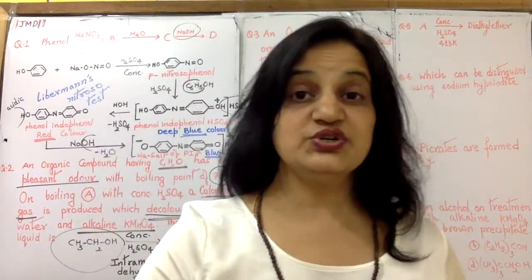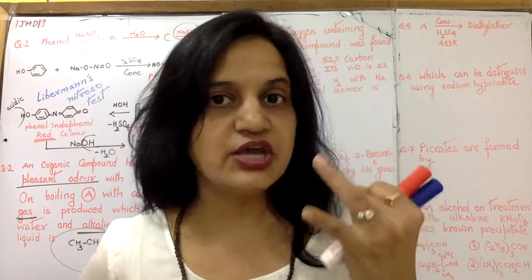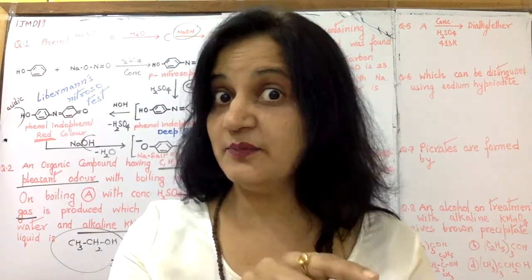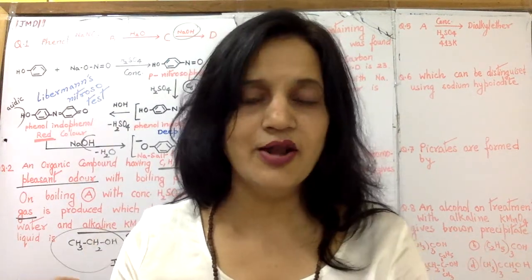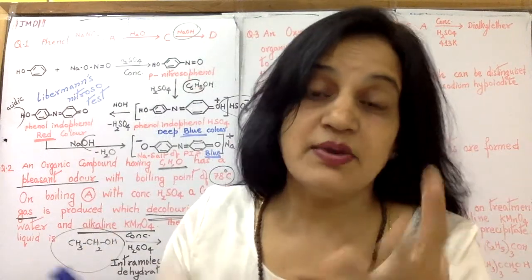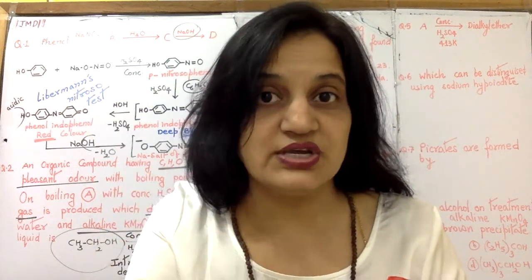I hope the question is clear to you, because if the compound contains CHNO, pleasant odor, and the main hint is 78 degrees centigrade boiling point, which is the boiling point of ethyl alcohol, then 50% is solved here. Now it says that if concentrated sulphuric acid is added to this compound, it gives a gas that decolorizes bromine water.